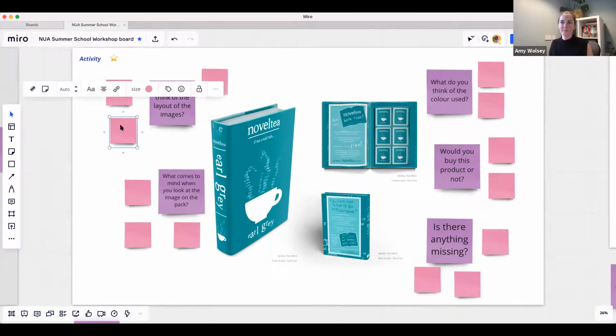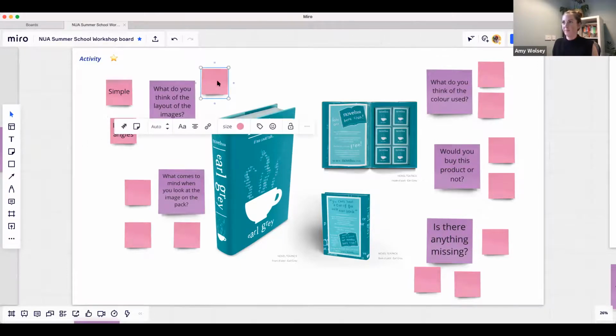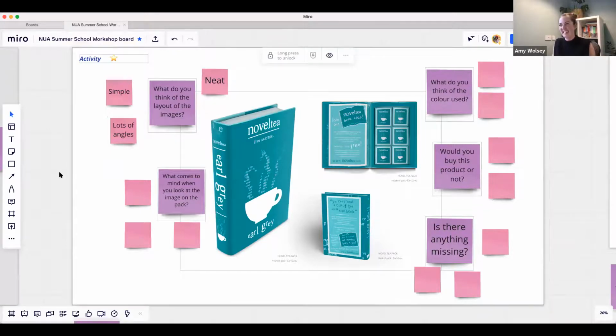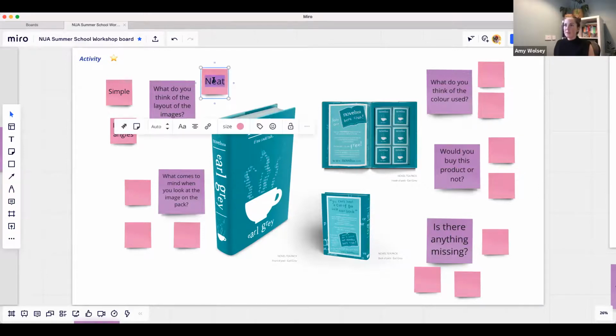So simple. Is simple a good thing or a bad thing? Great. And you don't all have to be nice, by the way. So we'll move on to the next question. The E in the Earl Grey might look better if it's bigger. Perfect. So I'll write that one down because that's something that I could potentially look to work on. Okay.